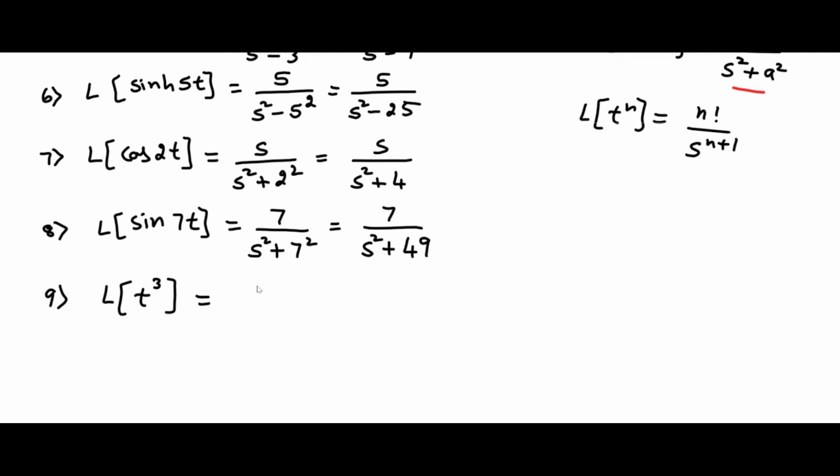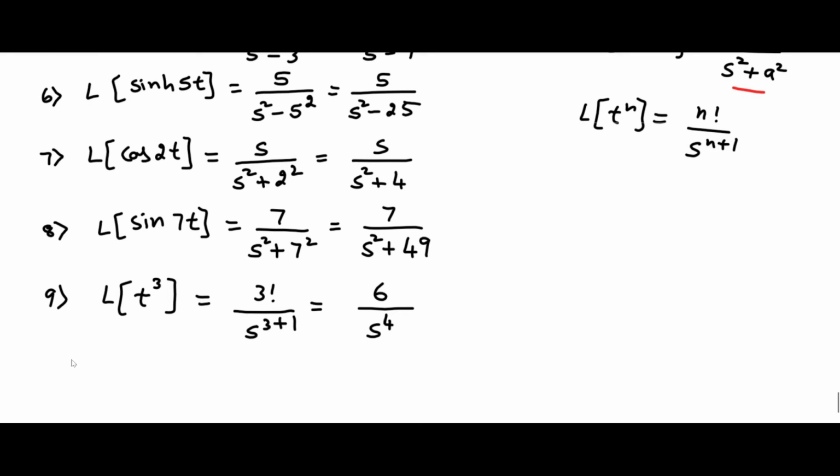If we use the n value as 3 over here, we will be getting 3 factorial divided by s power of 3 plus 1, n plus 1, right? 3 factorial will be 6, divided by s power of 3 plus 1, which becomes 4. So it is 6 divided by s power of 4.